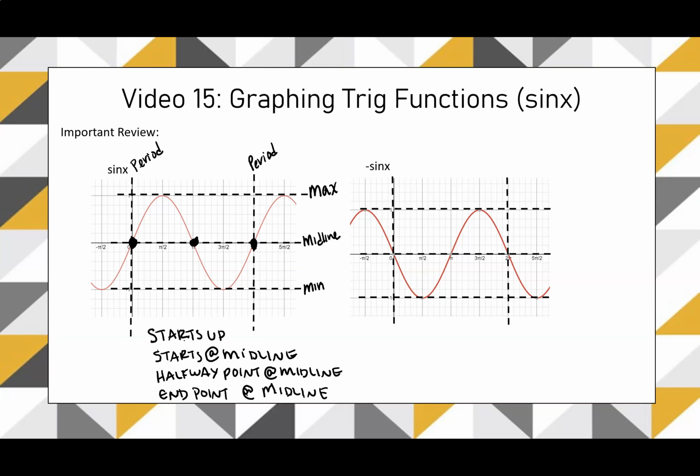Okay, now let's talk about negative sine x. Where do we start? We start in the same spot, but how do we go? We actually start down. So this is going to be, it starts down. And you can see everything else is going to be exactly the same. Our first point is at the midline, our second or halfway point is at the midline, and our final point to end the period is at the midline. So these three things are also true here. If you want to rewrite them, you can, but those three things are also true.